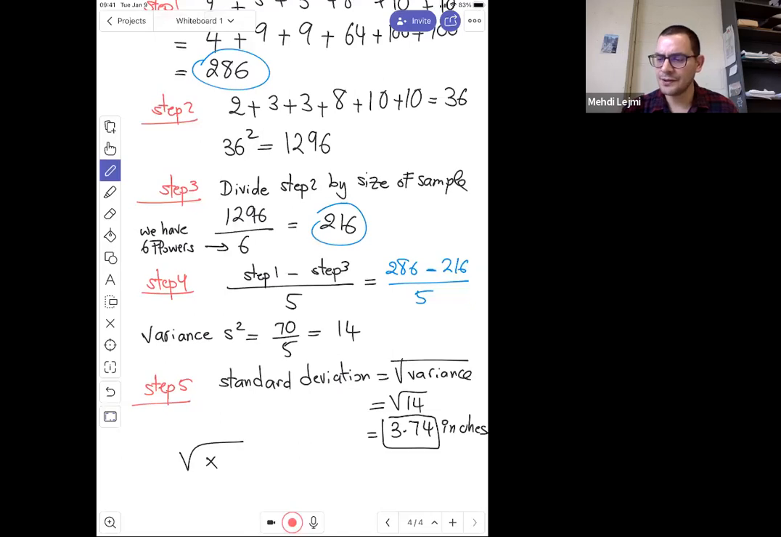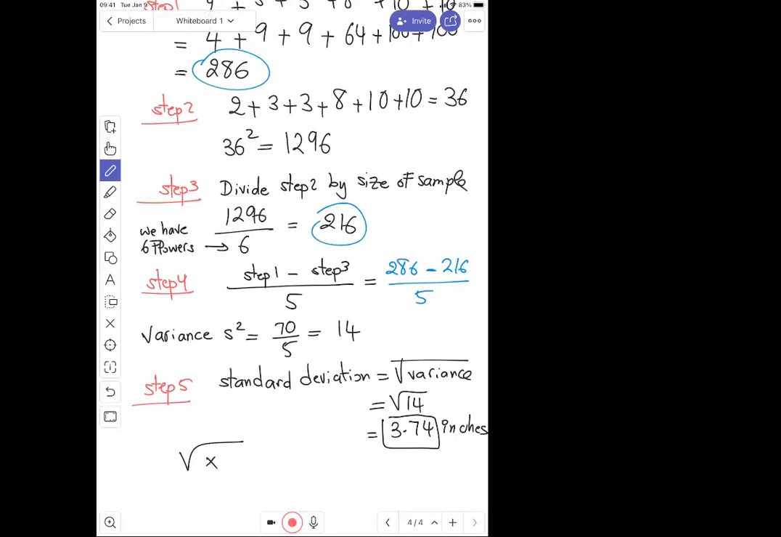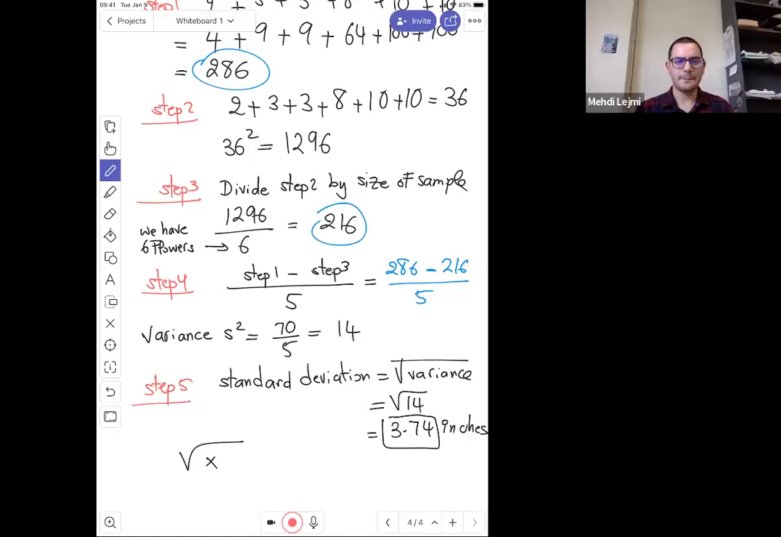Janine, you're saying the answer for number 2 is 1.26. Yes. Does anyone have trouble with the square root? And we get the square root from the variance. Yeah, the square root from the variance.